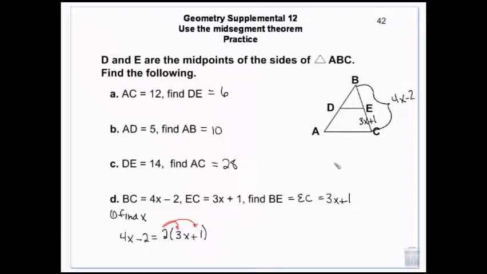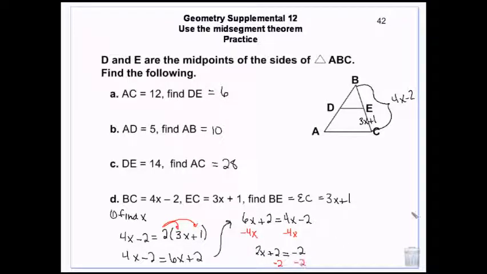Distribute that 2, and I get 4x minus 2 is equal to 6x plus 2. So I'm just going to rearrange it real quick. I'm going to subtract 4x from both sides. Okay, got it? Yep. So I get 2x plus 2 is equal to negative 2. If I subtract 2 from both sides, I get 2x equals negative 4, so x is equal to negative 2.